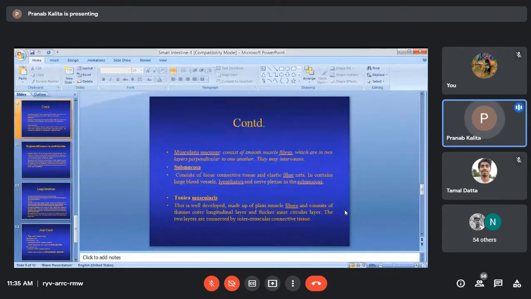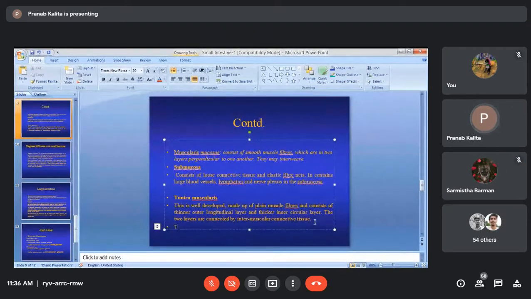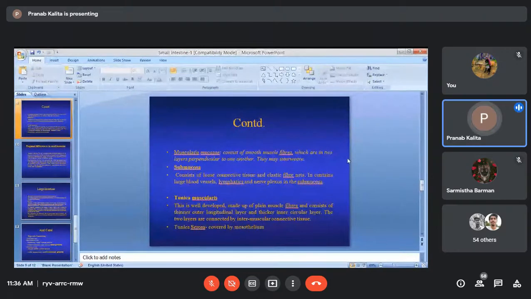And then next to the tunica muscularis, what is the next layer? Serosa. Yes, tunica serosa. It's covered by mesothelium. Okay, so this is typical. Serosa is typical.